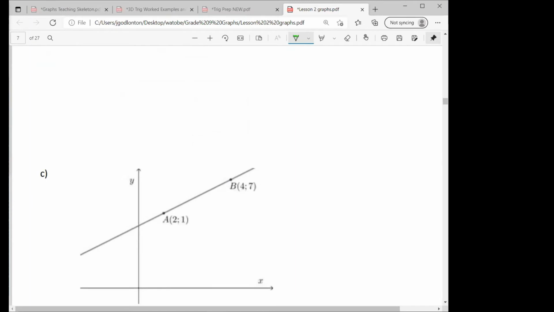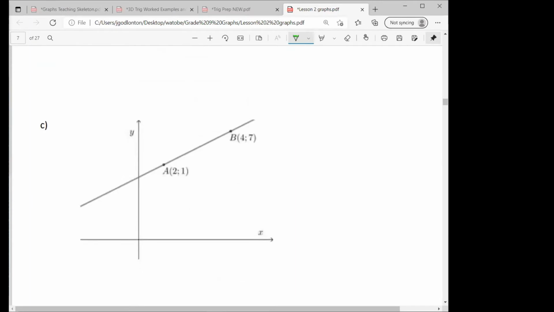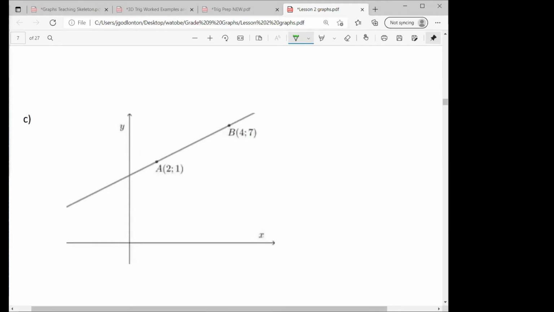Let's see how you manage this one alone. Think about, first of all, am I going to have a positive answer? Am I going to have a negative answer? Label your coordinates, put it into your formula, solve for m. And once you have m, let me know.